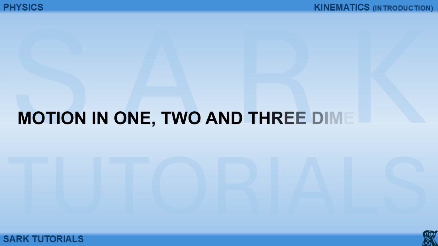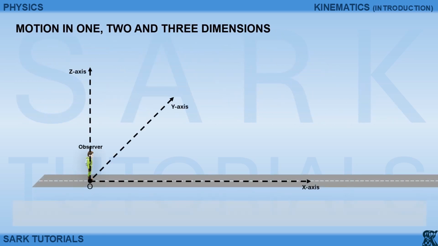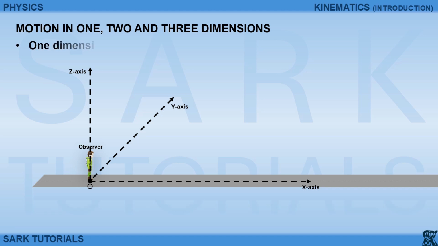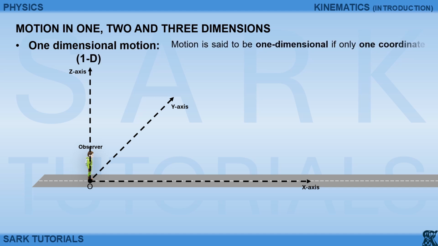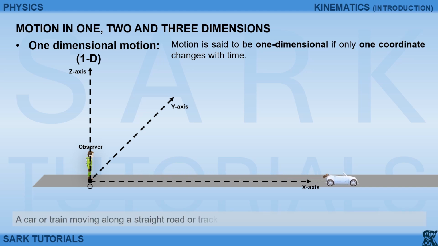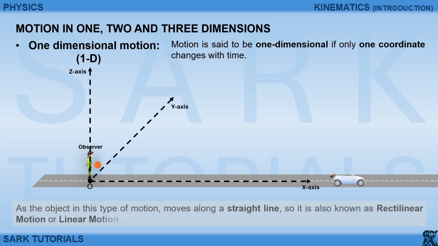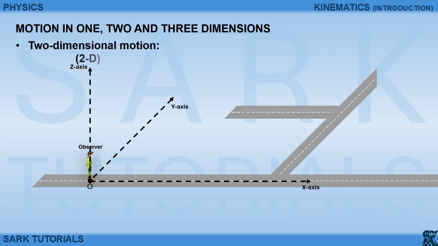Motion in 1, 2, and 3 dimensions. Motion is categorized based on how many coordinates out of x, y, and z of an object's position change over time. One-dimensional motion: motion is said to be one-dimensional if only one coordinate changes with time. Examples include a car or train moving along a straight road or track, an object thrown vertically upward or downward. As the object in this type of motion moves along a straight line, it is also known as rectilinear motion or linear motion.